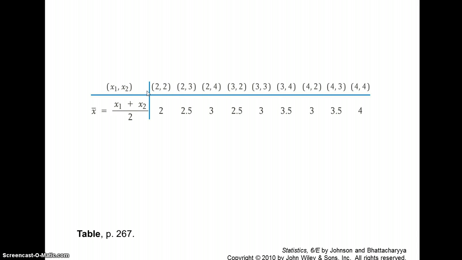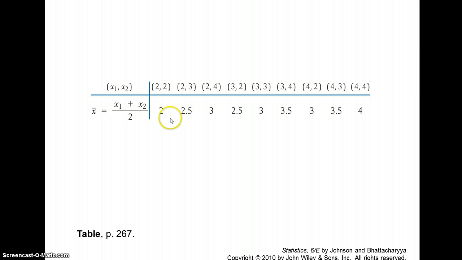And then we have to evaluate X bar. We know X bar means sample mean. So each of them is a sample. 2, 2 is one sample. 2, 3 is the second sample. 2, 4 is the third sample. So it's kind of like we have 9 different samples.